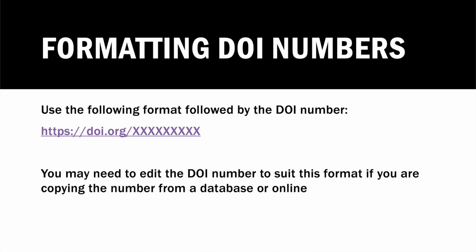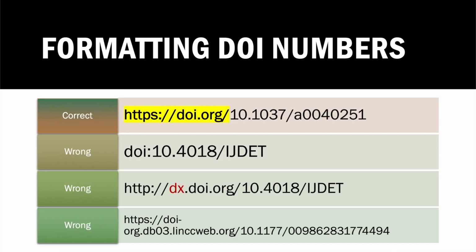You want to make sure that you can actually click the link for that DOI and that it will bring you directly to the article. This is a chart to show you the correct way to format DOI numbers by comparison to some incorrect ways that we have seen in the past. As you can see, the very first one is the correct way, in which you have the URL https://doi.org followed by a slash and then the DOI number.